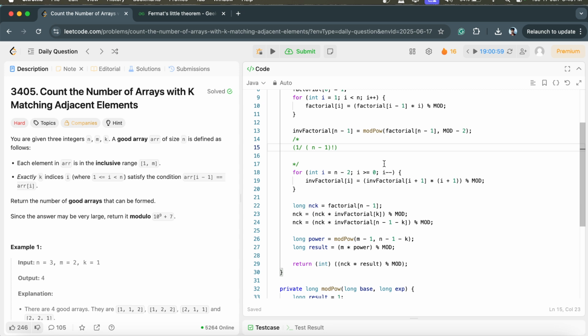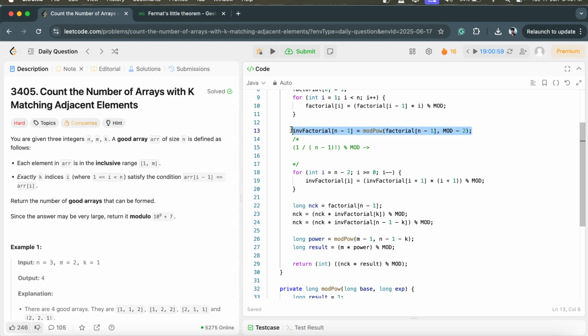But yes, we figured this out with the help of Fermat's theorem. This is the mod that we have, right? So for this one we got the answer. Now for n minus 1's inverse, whatever the answer that we get, the inverse factorial, that is the answer that we got from this one.